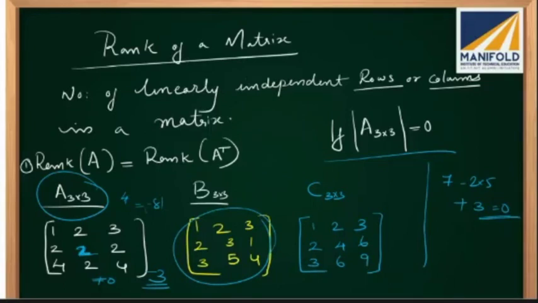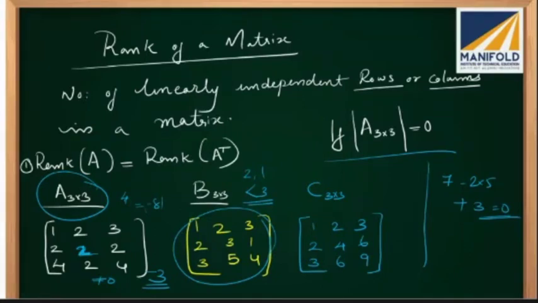So can you predict what is the rank from here? You cannot say what the rank is. I can say one thing: the rank is less than 3 because the determinant is 0. So rank less than 3 is the only knowledge. I don't know whether rank is 2 or rank is 1. Okay. Now I take the third matrix.